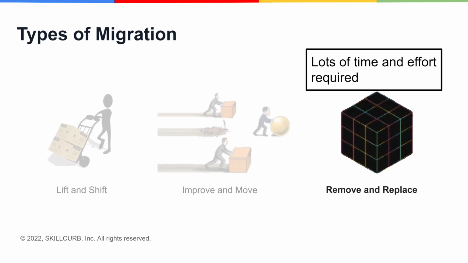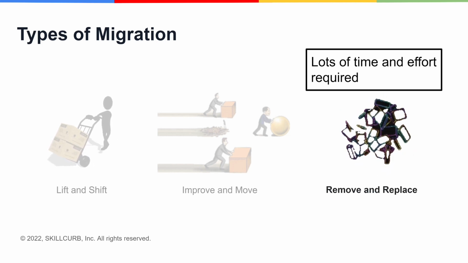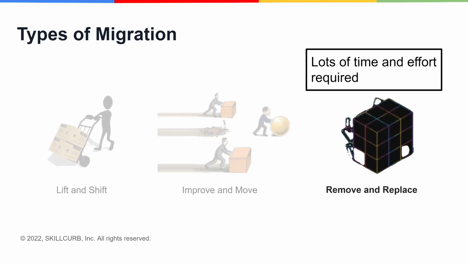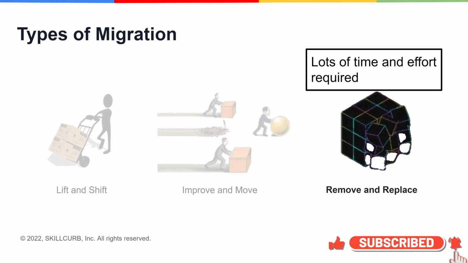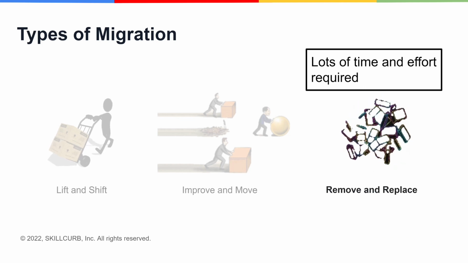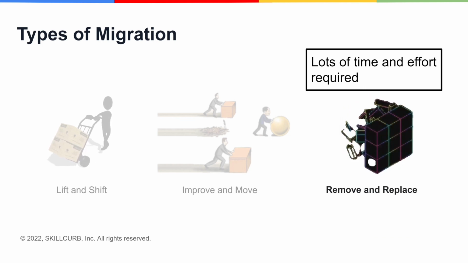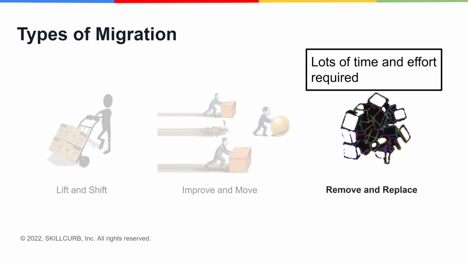In a remove and replace migration, you decommission an existing application and completely redesign and rewrite it as a cloud-native application. If the current application isn't meeting your goals, for example, you don't want to maintain it, it's too costly to migrate using one of the previously mentioned approaches, or it's not supported on Google Cloud, you can do a remove and replace migration. Remove and replace migrations let your application take full advantage of Google Cloud's features. You need to evaluate the extra time and effort to redesign and rewrite the application as part of its lifecycle.